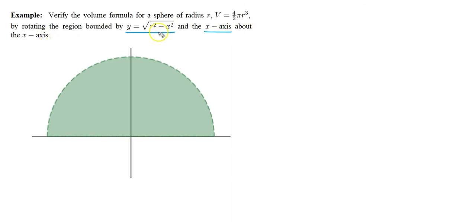x-axis. Now if you graph this equation right here, y equals the square root of r squared minus x squared, that is this curve right here. That's just a circle of radius r. Recall that if you take the equation for a circle of radius r, right, that's the equation for a circle of radius r, and you solve this for y, you get, now if we only take the positive square root here, then we get the upper half of a circle of radius r.